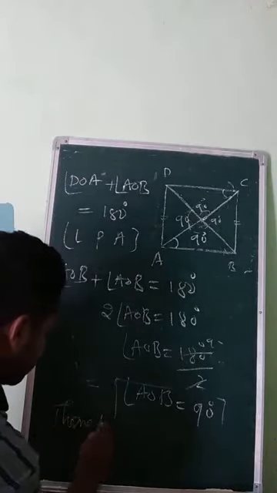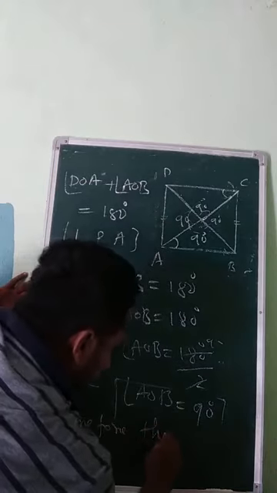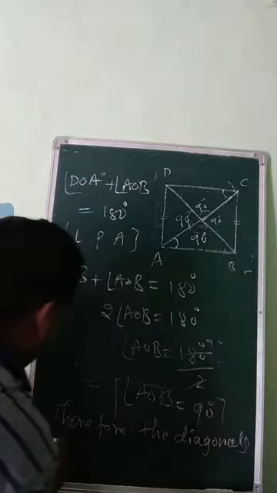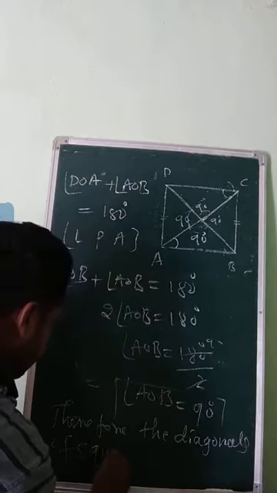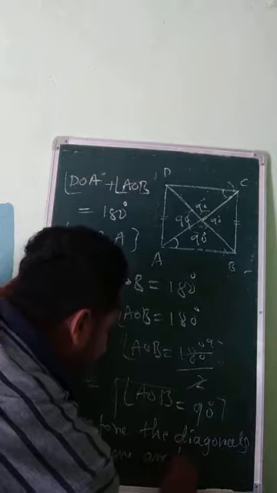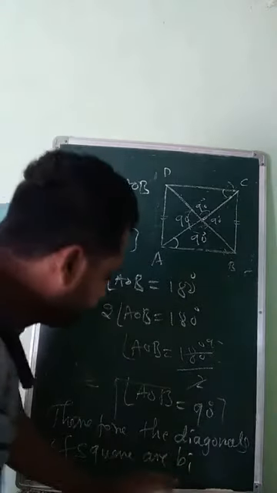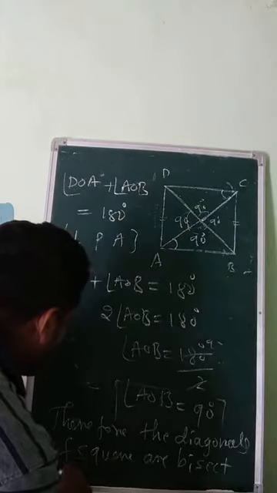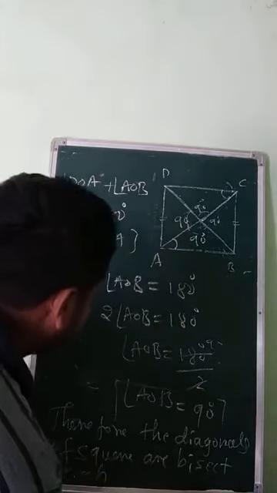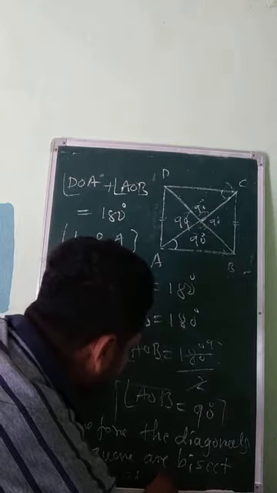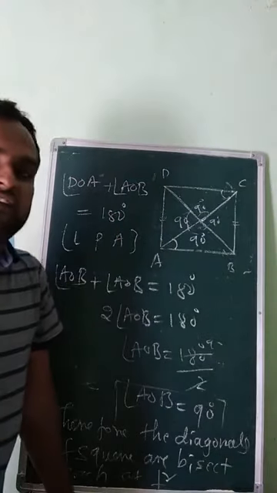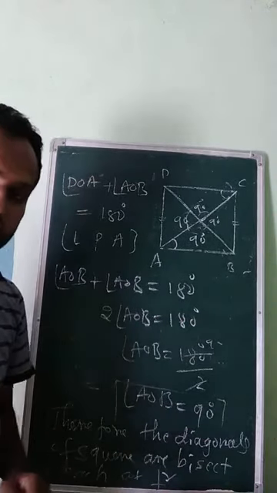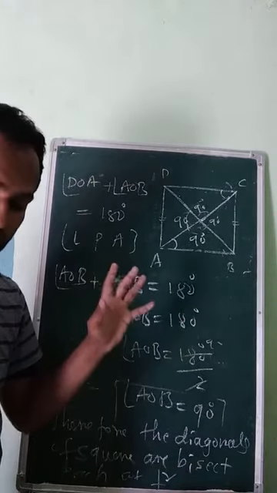A final point I will write here. Therefore, the diagonals of a square bisect each other at perpendicular. Now like that you have to prove this theorem. It's a very important theorem, children, you have to remember it.